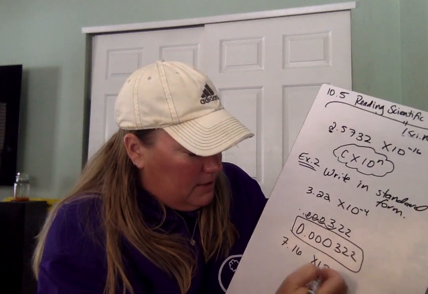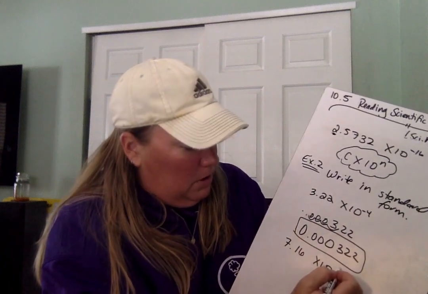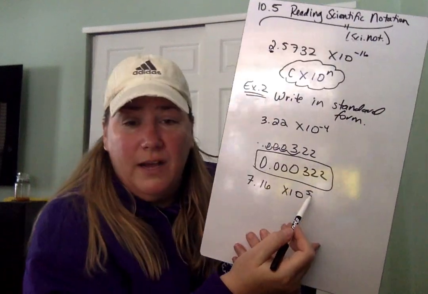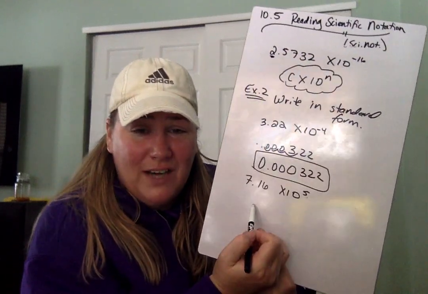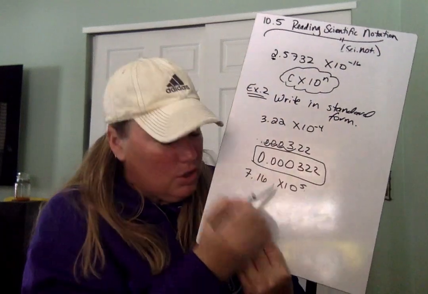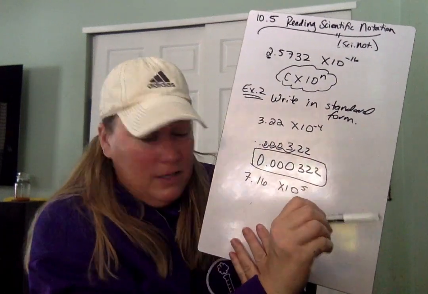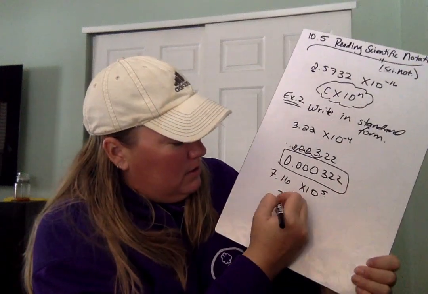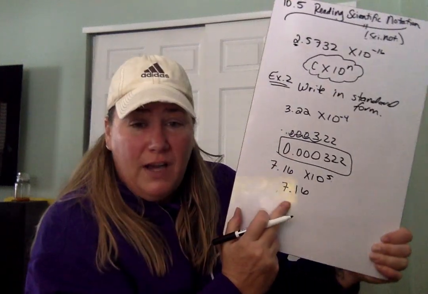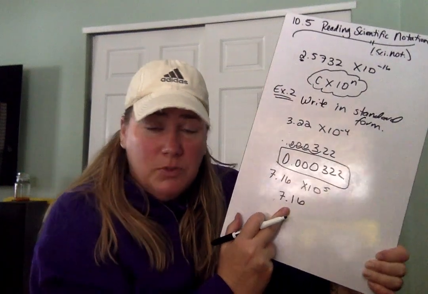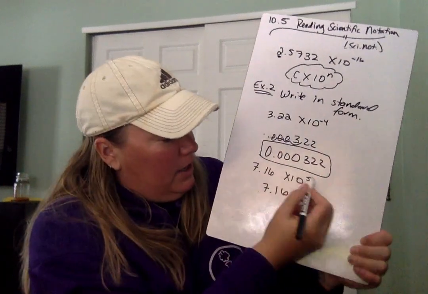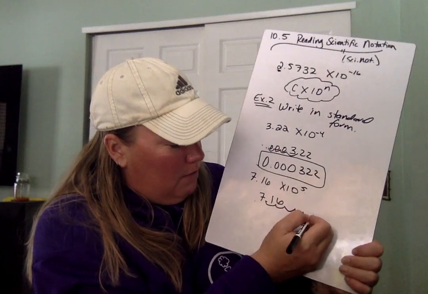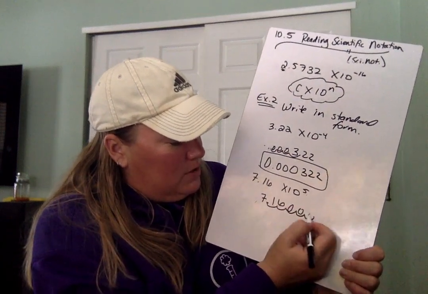7.16 times 10 to the 5th power. So since 5 is positive, that tells you that your factor 7.16 is going to get larger. So you're going to move your decimal to the right. And you're going to move it right 5 times. So when I do this, you write your factor, whatever it is. Don't drop any of the decimals. Don't drop anything. Okay? Now you're going to move 5 to the right. So there's 1, 2, 3, 4, 5. Fill them in with zeros.